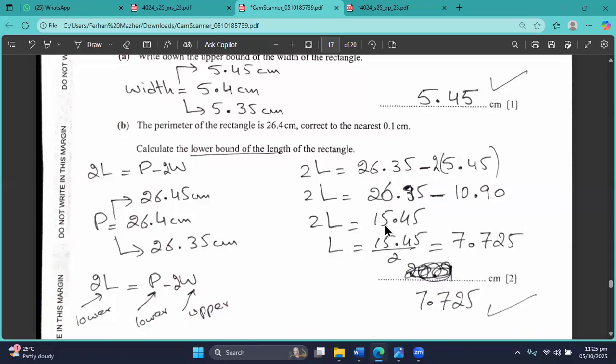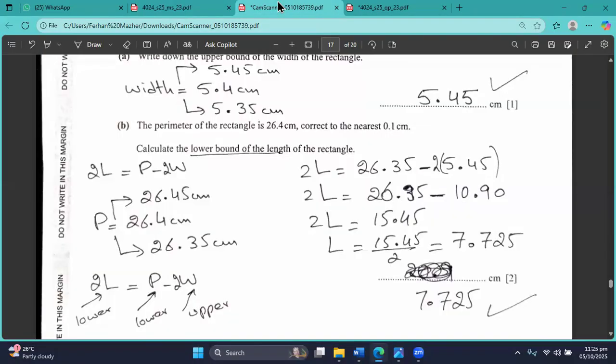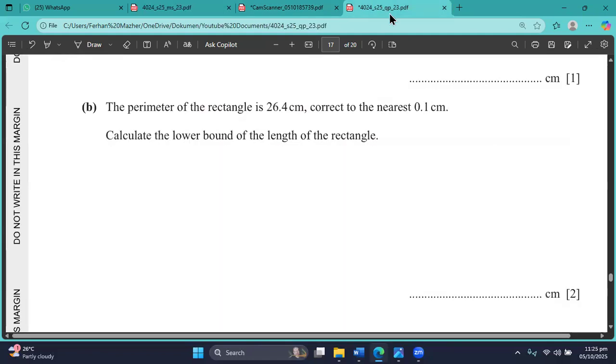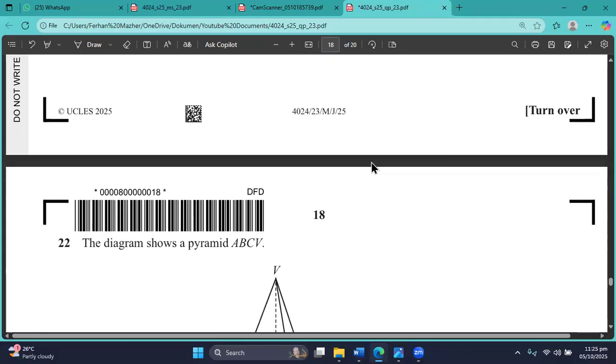So 2 length will be equal to 15.45. So length will be equal to 15.45 divided by 2, and that will be 7.725. 7.725 is the right answer, sir. This part has gone a little higher. Okay. So I hope you understand. Upper bound, lower bound. This is called the limits of accuracy.